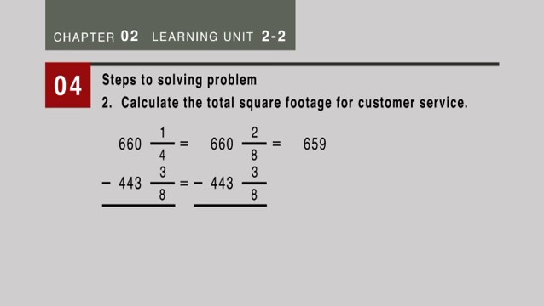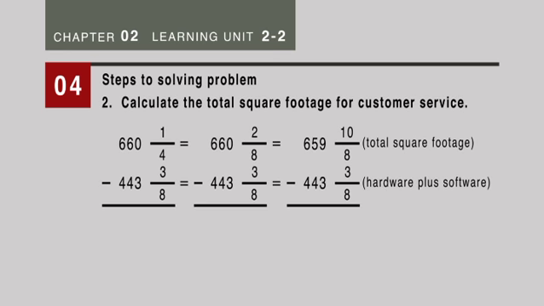Then we have 2/8 plus 8/8, which gives us 10/8. So 659 10/8 minus 443 3/8. The 10 minus the 3 leaves us with a 7 numerator over 8. The 659 minus the 443 leaves us with 216. So we end up with 216 7/8 for square footage for customer service.